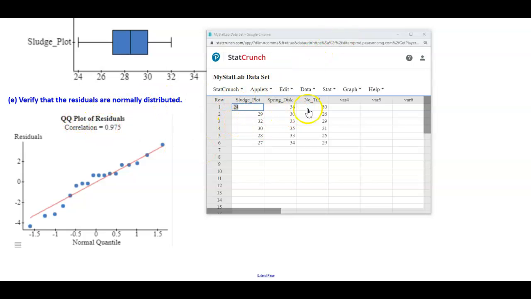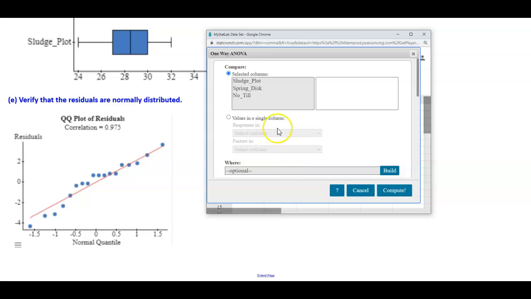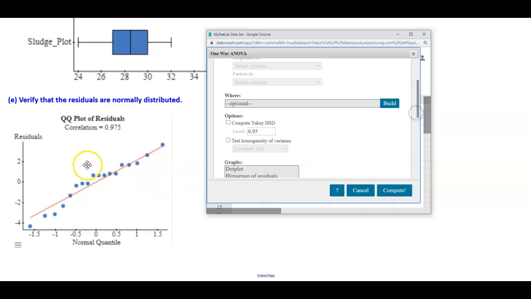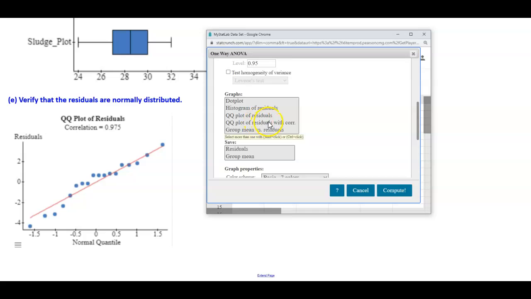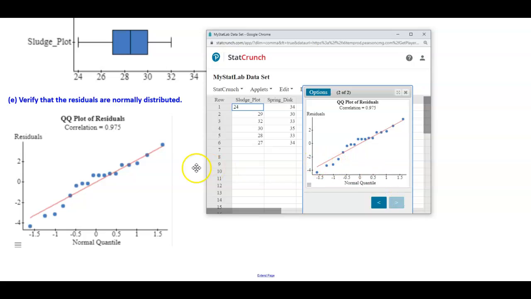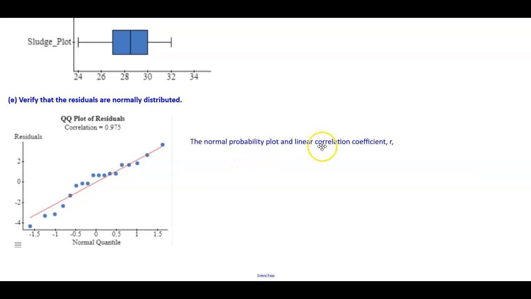In order to do that, we're going to go to Stat, then go to ANOVA, and then select One Way. Then we're going to select all three of these so that we can get this graph over here. And then we're going to get the Q plot of residuals with the correlation. So if we select Compute and then look over here, we're going to get that graph that we have on the left. And so therefore, we would then say that the normal probability plot and linear correlation coefficient R of 0.975 will tell us that the residuals are normally distributed.